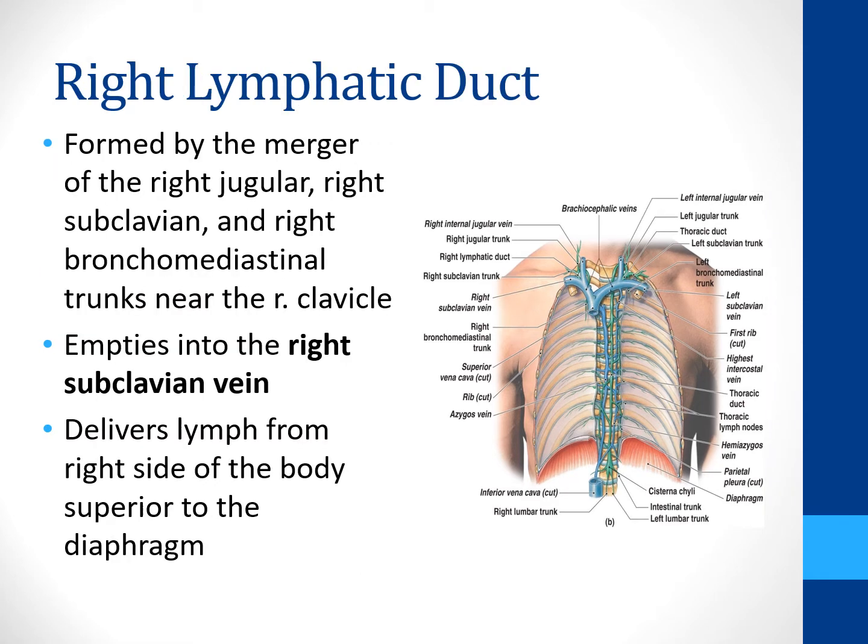The right lymphatic duct, again, is collecting lymph from the right side of the body above the diaphragm, so the head, the chest, and the right arm, and it's going to empty into the right subclavian vein. That's all I want you to know. You do not have to memorize those different trunks there.